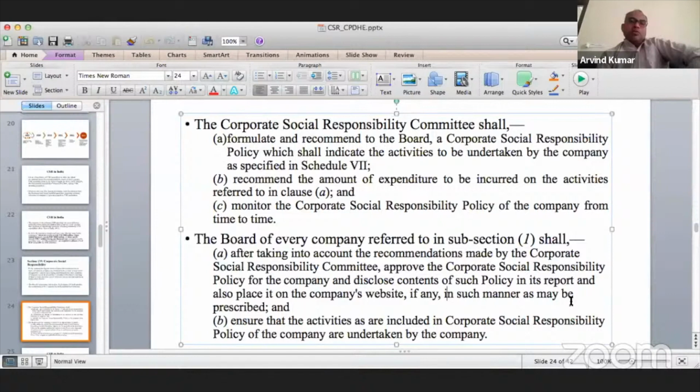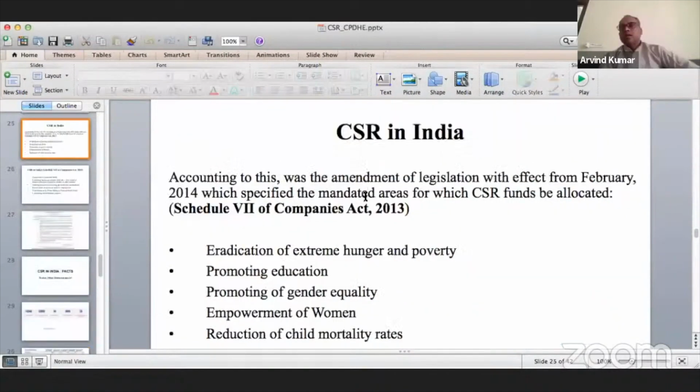Then very quickly, I want to discuss with all the academicians here, all my fellow friends from various colleges and universities. Schedule 7 of the Companies Act 2013 talks about the areas in which a CSR project can be executed. Eradication of extreme hunger and poverty, promoting education. When we talk about education, it may be primary education, secondary education, higher education, or vocational education. You can pick up any area, and within that area you can have some subdivisions as well.